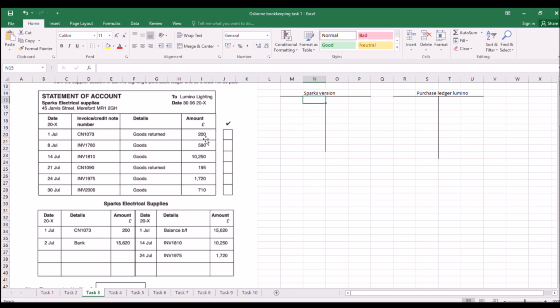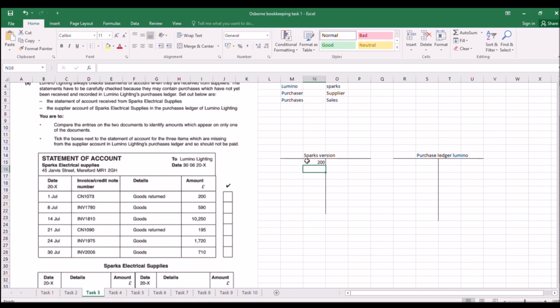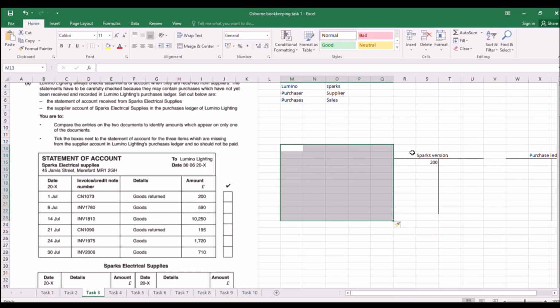So they're saying goods were returned, so that would be a credit of 200. Okay, and what have we got in here then? Goods returned would be a debit of 200 because we would owe them less. Now what I'm going to do here as well is, actually I'll do this from Sparks's land. I'll lay out three of them so you can see the whole lot.